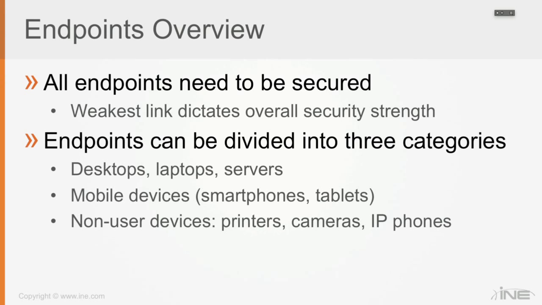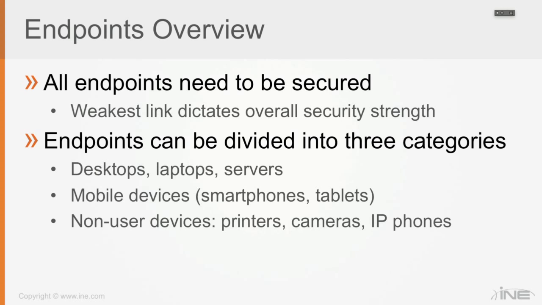Now, endpoints can be divided into three categories. Desktops, laptops, servers, where you're going to put some kind of security functions. Mobile devices, smartphones, tablets, which means other kinds of security functionalities. And non-user devices, which means printers, cameras, IP phones, video conference systems, whatever else is connected to the network. And of course, in the world of IoT now, there are going to be a lot of non-user devices connected to the network. IoT meaning Internet of Things.